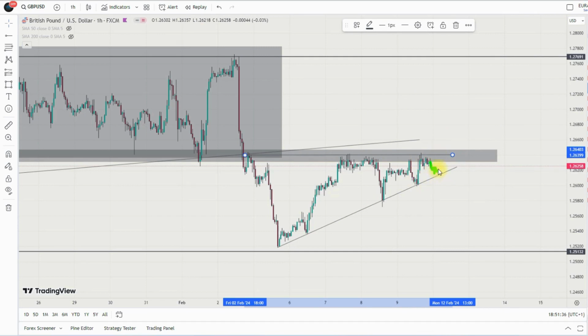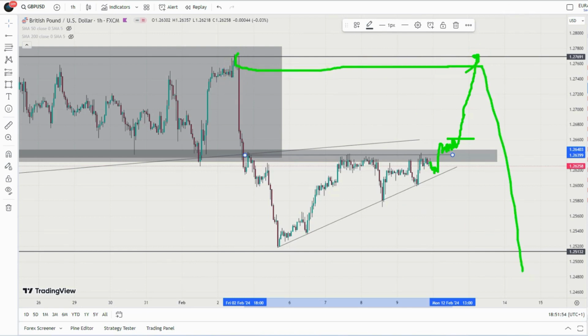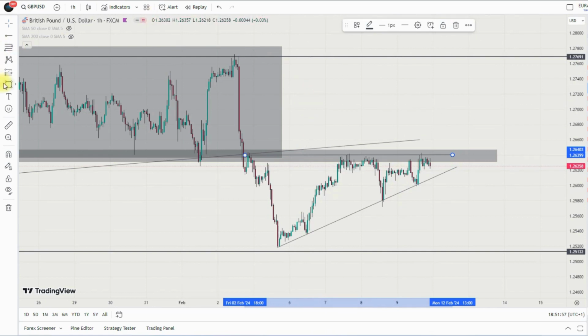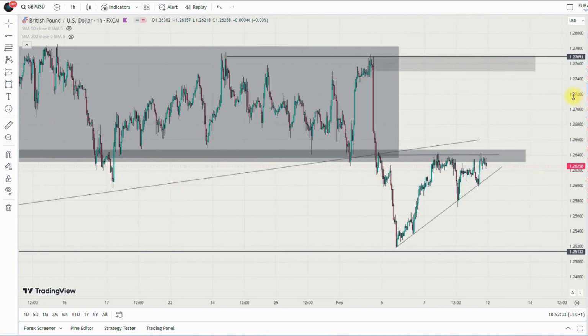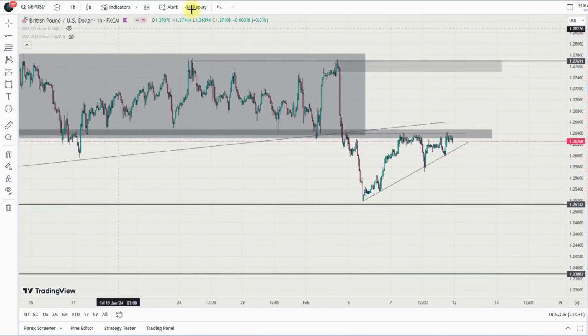So if it actually happens like this and we have a breakout, then you can look for a retracement and enter a buy setup back to 1.27691, where price might actually reject from this particular area. Price might not even get up to that level, so you can just watch this level to start selling the GBP US dollar, because you might see price breaking this level, then retesting this high before you see a rejection to the downside.